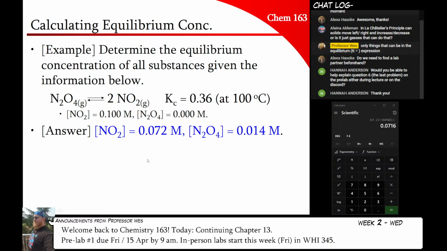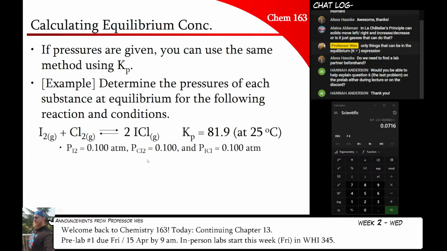All right, let's do another one. This one's going to be a KP, but it's the same process. So here you go. I want you to tell me the equilibrium partial pressures with these numbers. So I'll give you 5 minutes to get started. Then we'll go over the answers. So your partial pressure of I2 gas is 0.1 atmospheres. Partial pressure of chlorine gas is 0.1 atmospheres. And I've also thrown in some ICl. It is 0.1 atmospheres too.